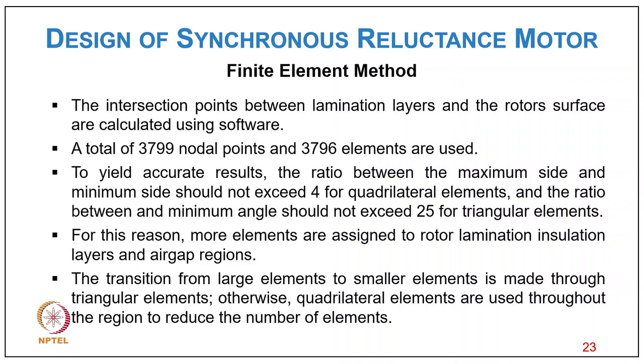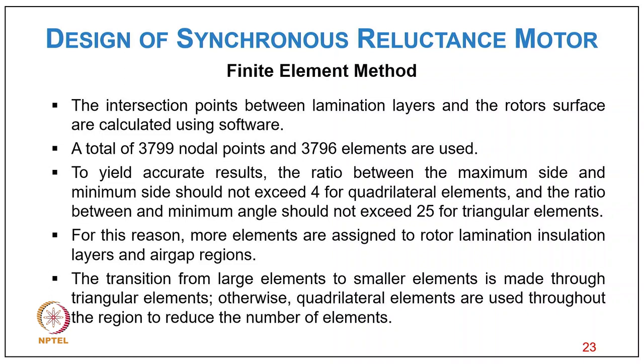The intersection points between the lamination layers and the rotor surface are calculated using the software. A total of 3799 nodal points and 3796 elements are used to yield accurate results. The ratio between the maximum side and the minimum side should not exceed 4 for quadrilateral elements, and the minimum angle should not be below 25 degrees for triangular elements. For this reason, more elements are assigned to the rotor laminations, insulation layers, and air gap region.